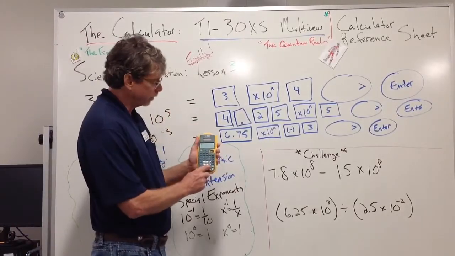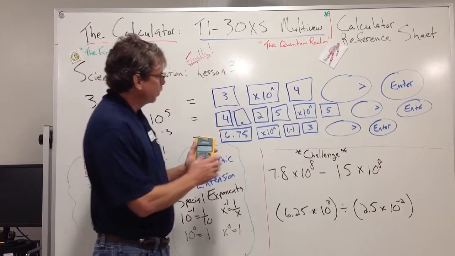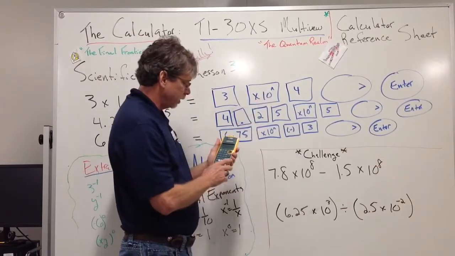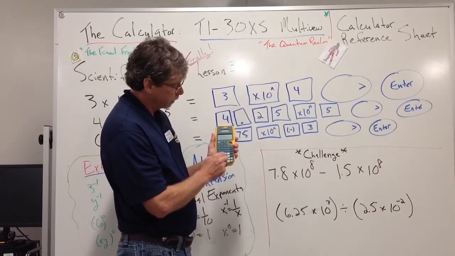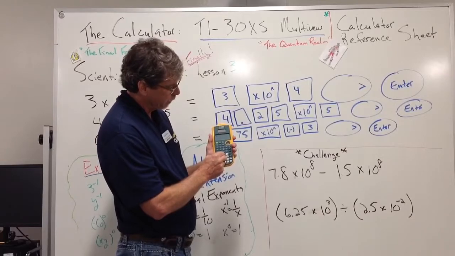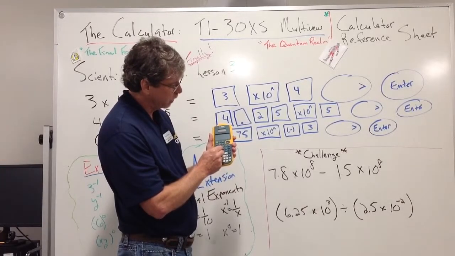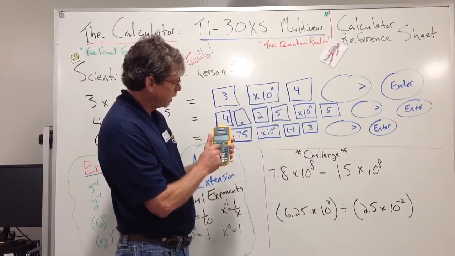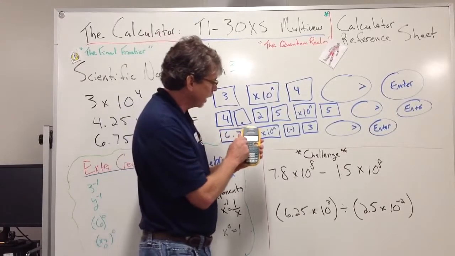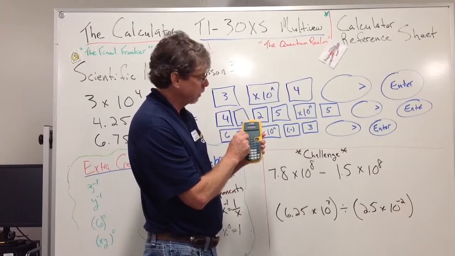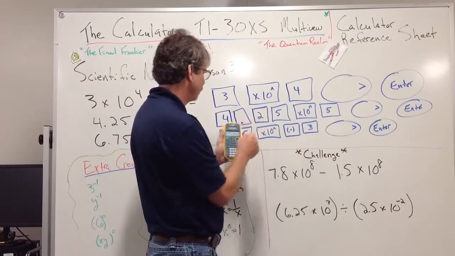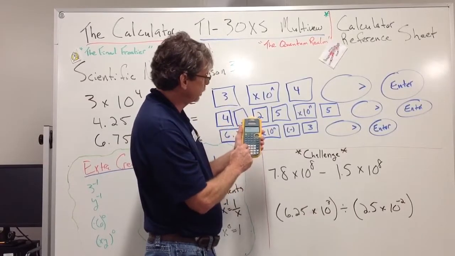We find the 3. We look for this key here, times 10 to the n. It's a little tricky to find, but if you locate the number 8, if you go up 1, 2, 3 from there, you should see times 10 to the n. So we'll hit that key next. It's actually prompting us for an exponent. So it's asking to put that 4 in. So we'll put the 4 in.